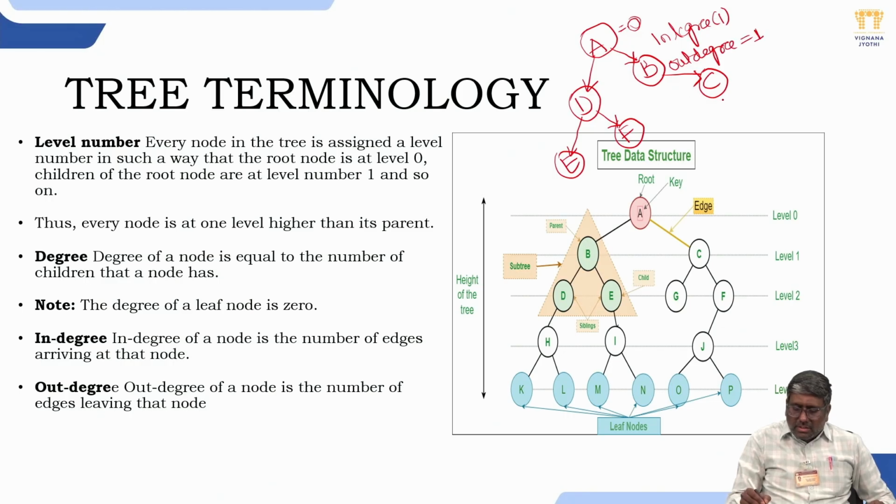And coming to C, the in degree is 1 and the out degree is equal to 0. There are no outgoing edges. And similarly for D, the in degree is 1 and the out degree is 2. In that way we can calculate the in degree and out degree for each node in the given tree. So for E, the in degree is 1 and the out degree is 0. And for node F also, the in degree is 1 and the out degree is 0.